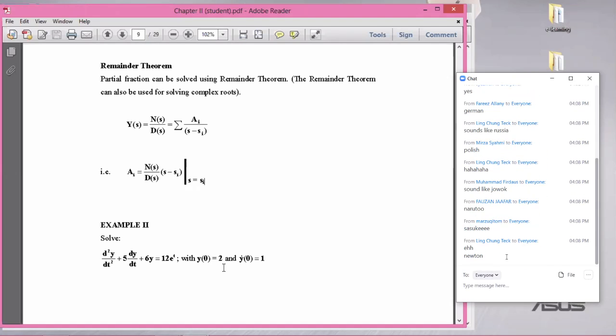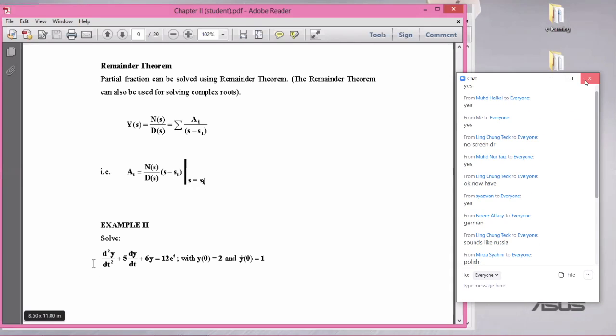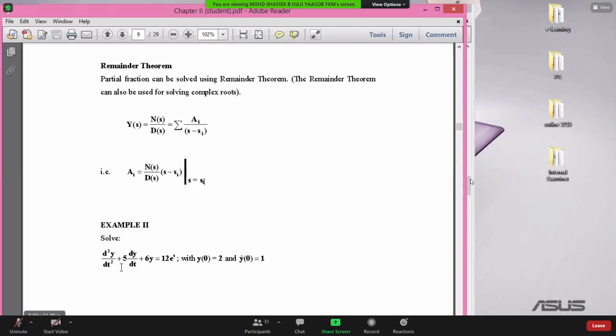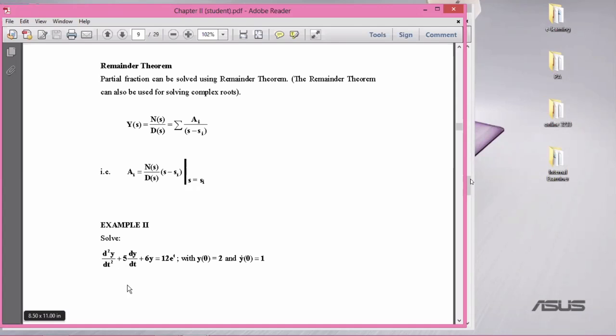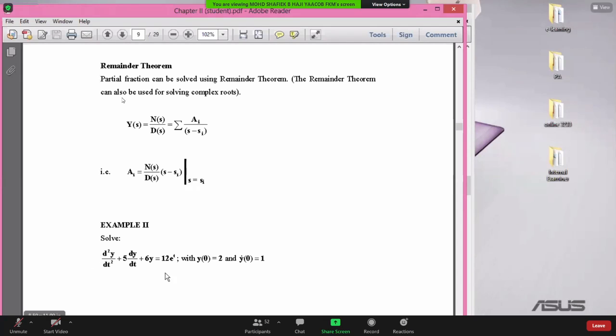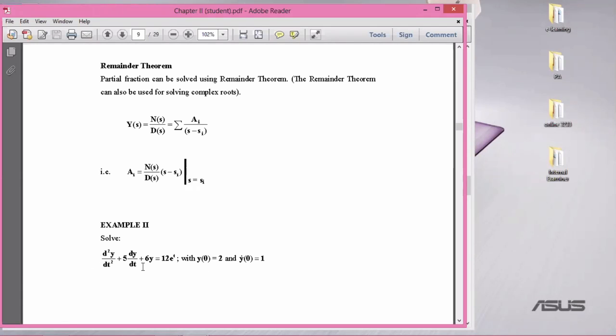Never mind. All right. So the idea here is to get y as a function of t with all this initial condition. So the steps are still the same. We take the Laplace transform of this equation, and then we perform the partial fraction, and then we determine the value of the coefficients using the remainder theorem. After that, we take the inverse Laplace of that.